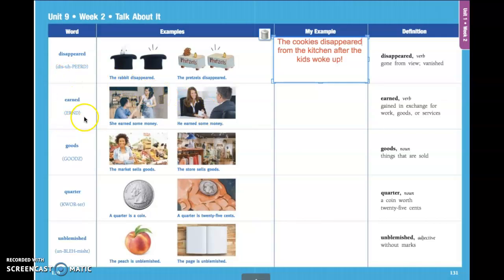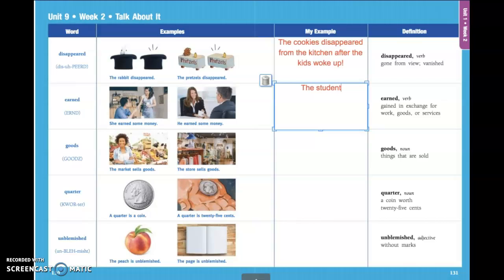Now let's look at our sentence again, and let's count our syllables. Remember, syllables are sounds in a word. All right, guys, ready? Earned. Good job, guys. Earned only has one syllable. All right, my friends, now we're going to go ahead and make our sentence.